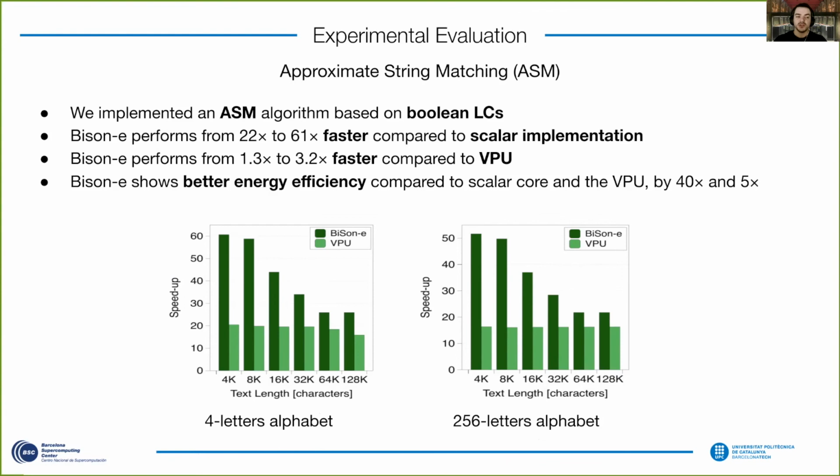In terms of energy efficiency, for both the datasets, BiSone shows better efficiency compared to the scalar core and the VPU by a factor that ranges from 40x to 5x.